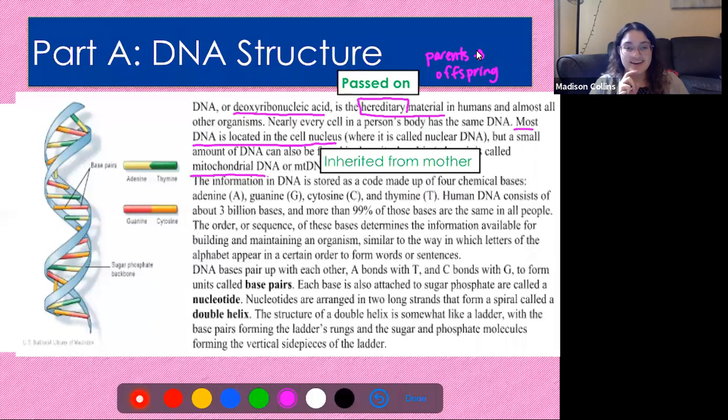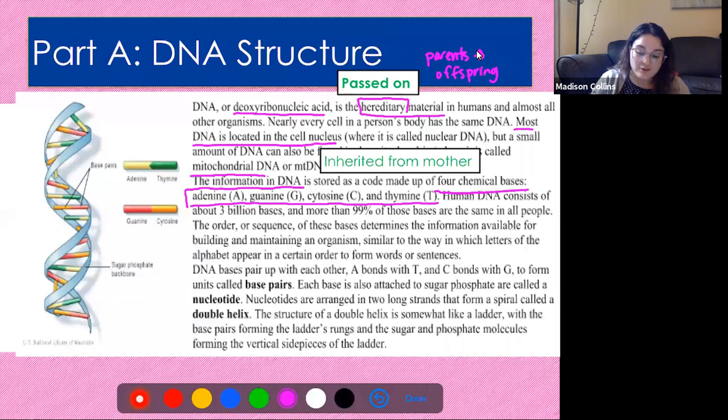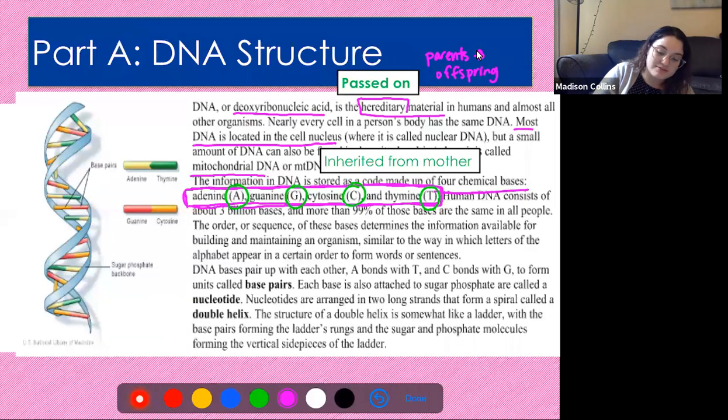Isn't that crazy? So the information in DNA is stored as a code made up of 4 chemical bases: adenine, guanine, cytosine, and thymine. I'm going to warn you now, you're going to see these 4 bases a lot. So make sure we get comfortable with these 4 names. Anytime you see the letters A, G, C, or T, we're talking about the code that makes up our DNA. And these bases actually pair together in really specific ways. We're going to call those rules the base pair rules.